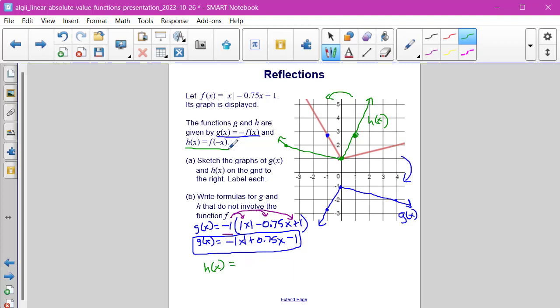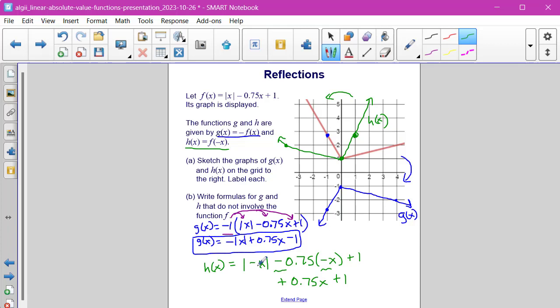Well, f of negative x means we're going to take f of x and write it, but wherever we have an x, we're going to put a negative x in its place. So we have negative x minus 75/100 negative x, and then plus 1. Well, we have the subtraction of a negative here, so this is going to change to a plus sign, and then the plus 1 stays the same.